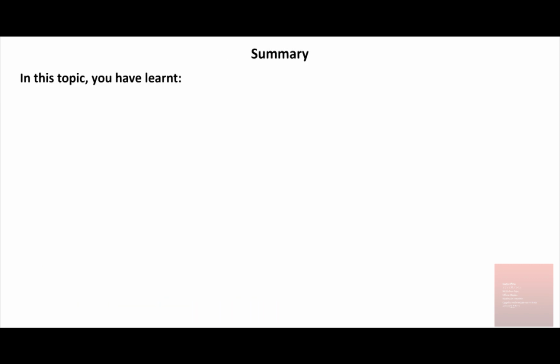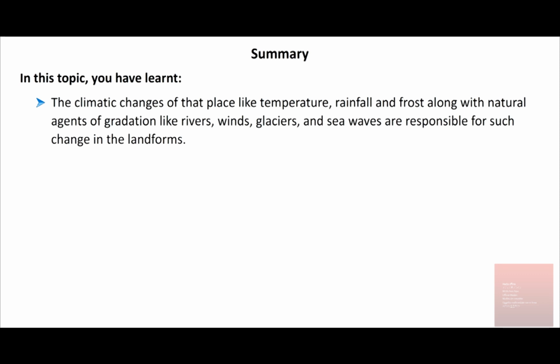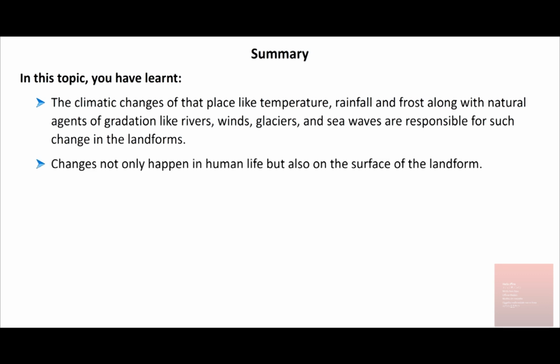In this topic, you have learnt that the climatic changes of that place like temperature, rainfall and frost, along with natural agents of gradation like rivers, winds, glaciers and sea waves, are responsible for such change in the landforms. Changes not only happen in human life but also on the surface of the landform.